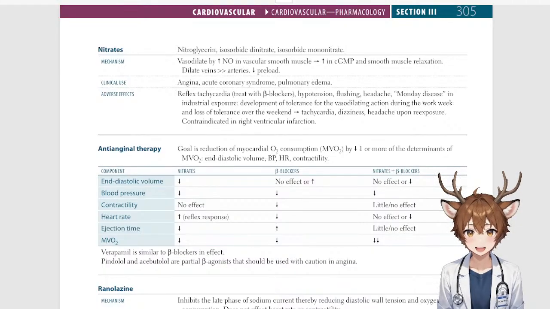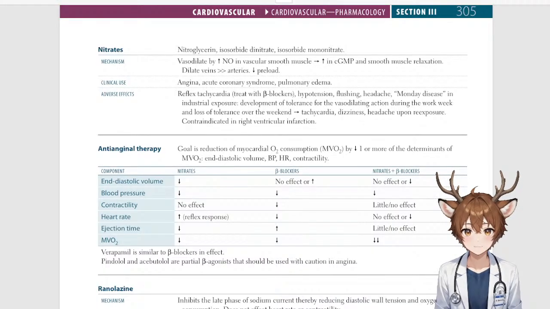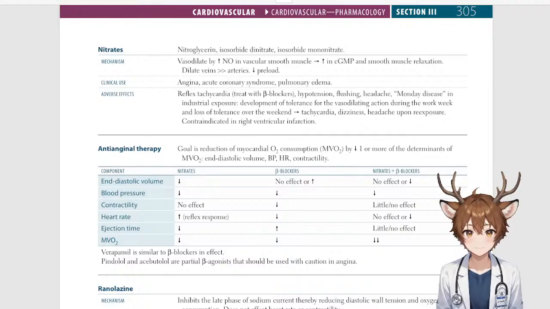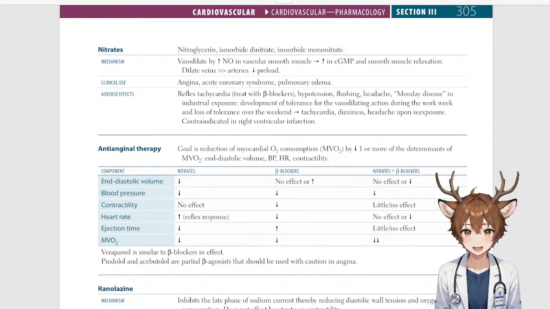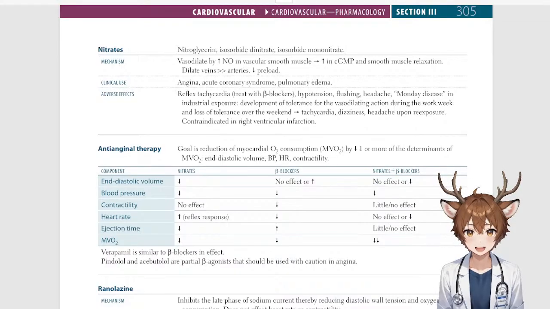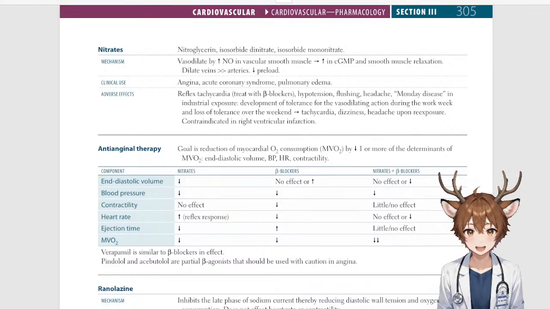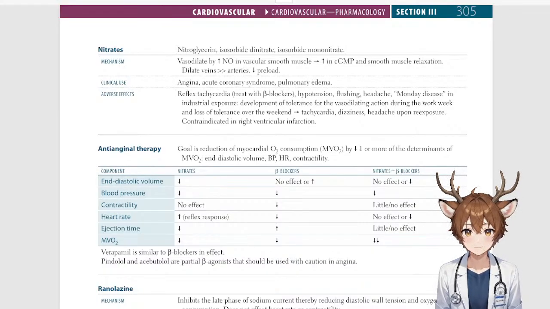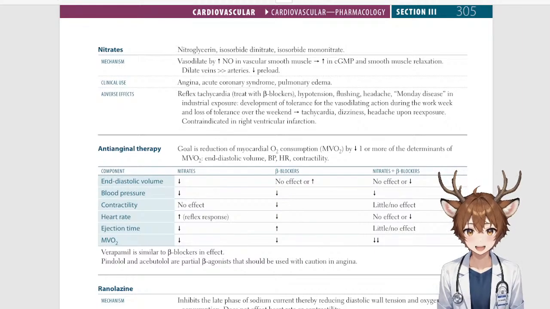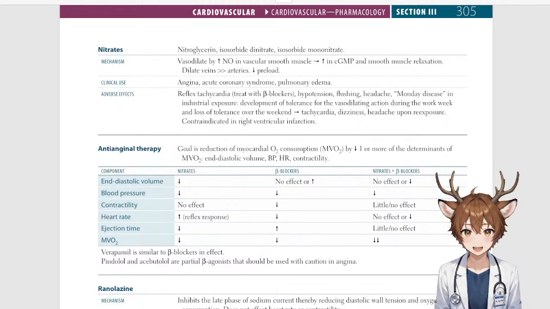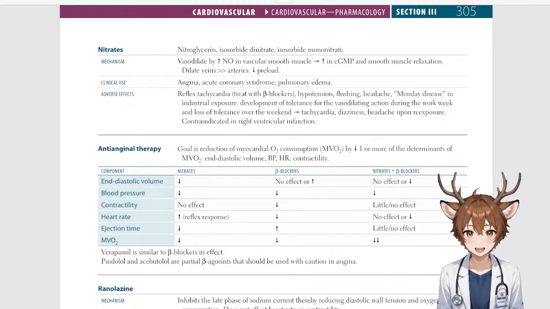Adverse effects: reflex tachycardia, you treat with beta blockers, methemoglobinemia, hypotension, flushing, headache, Monday disease in industrial nitrate exposure, development of tolerance for the vasodilating action during the work week, and loss of tolerance over the weekend, leading to tachycardia, dizziness, headache upon re-exposure. Contraindicated in right ventricular infarction, hypertrophic cardiomyopathy, and with concurrent PDE5 inhibitor use. So that'd be like sildenafil or tadalafil. You don't want to use that with a nitrate at the same time.